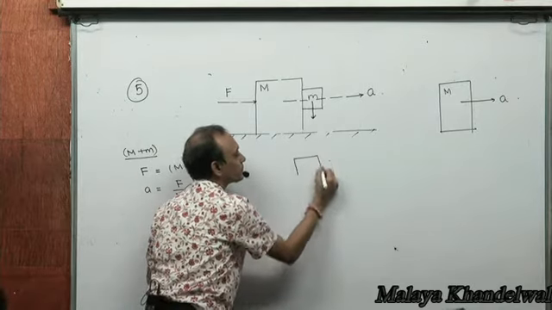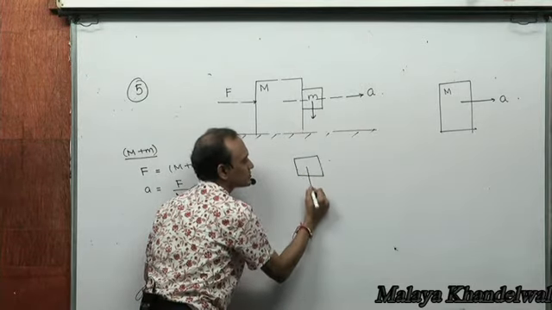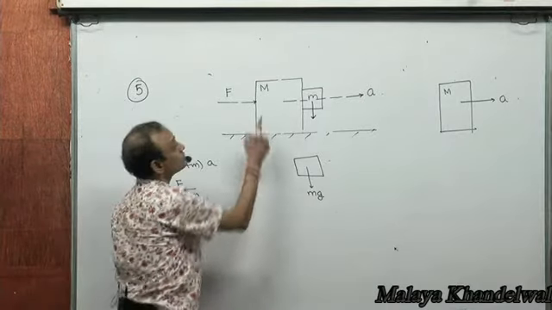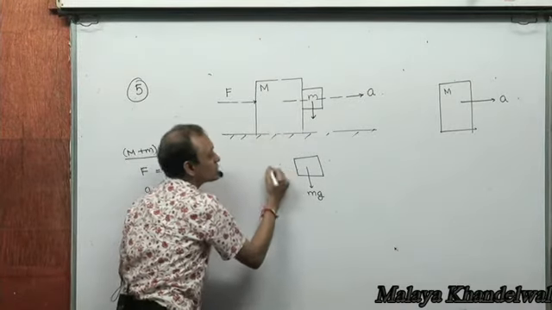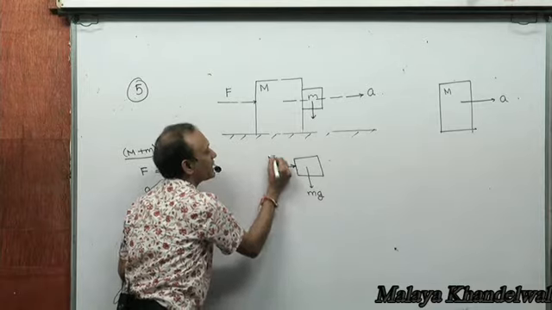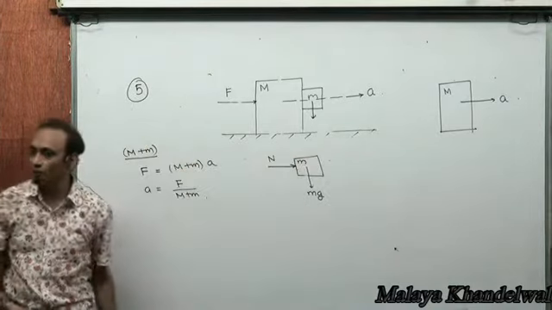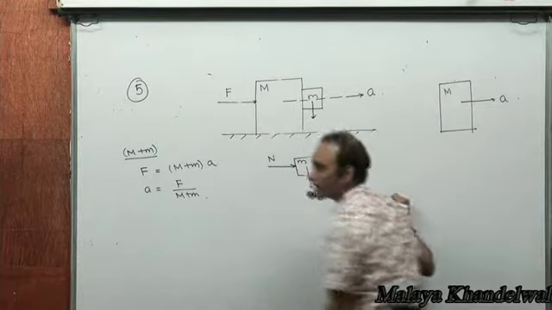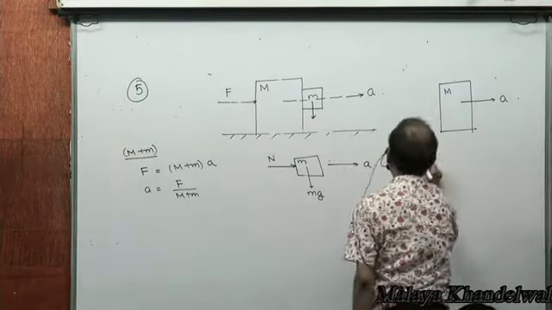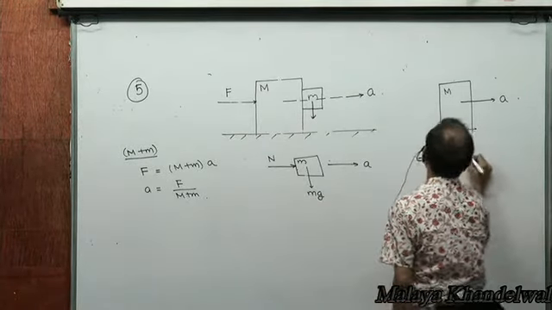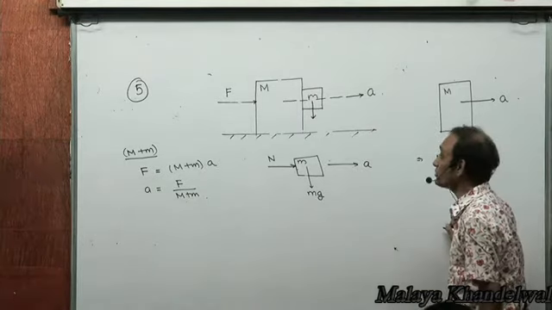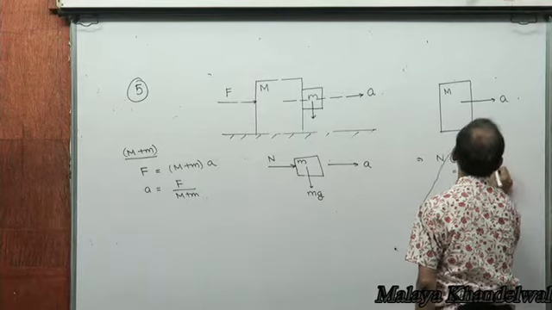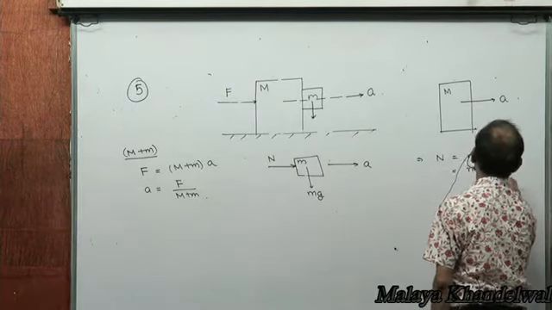On small m, what is the free body diagram of small m? There is mg like this, right? And capital M exerts on small m a normal reaction N like this, which provides small m an acceleration A to the right. A we have computed. So can I compute N? What is N? Must be m into A. The normal reaction between capital M and small m would be m into A, which is m into capital F by capital M plus small m, right?